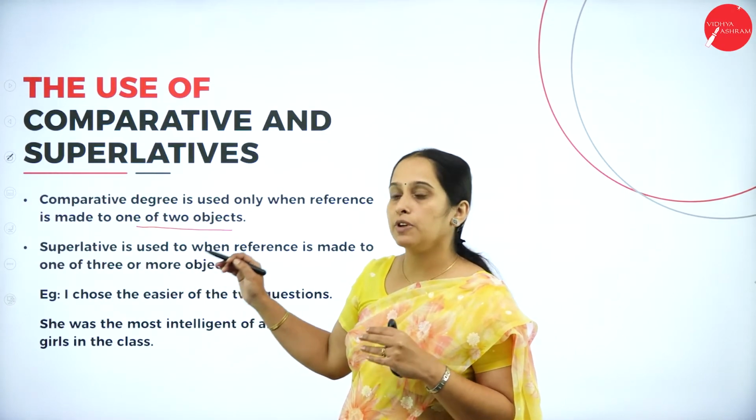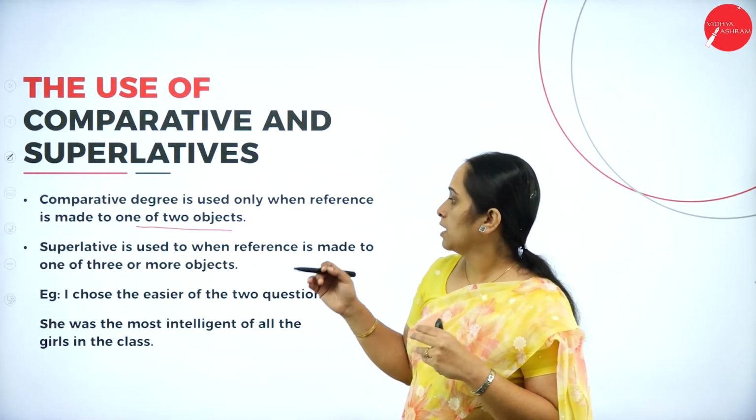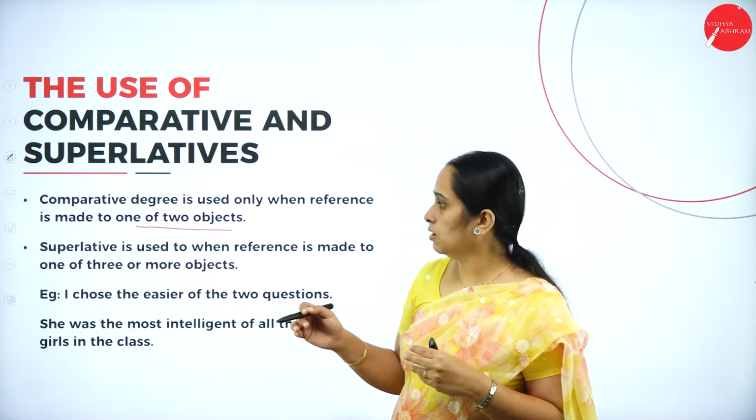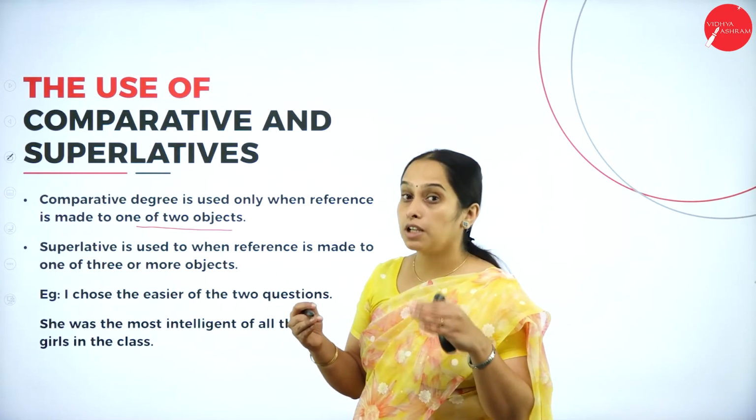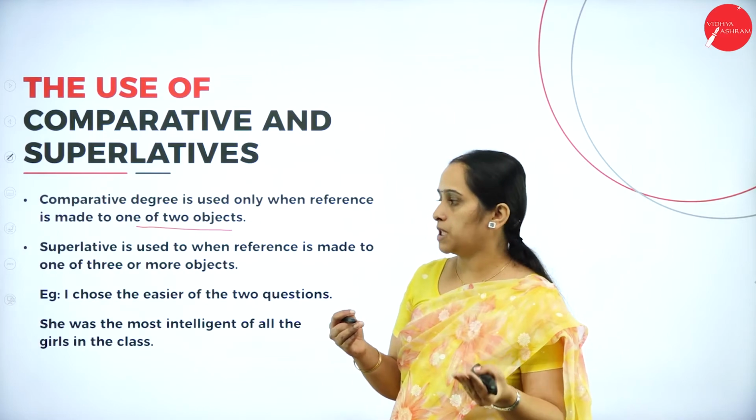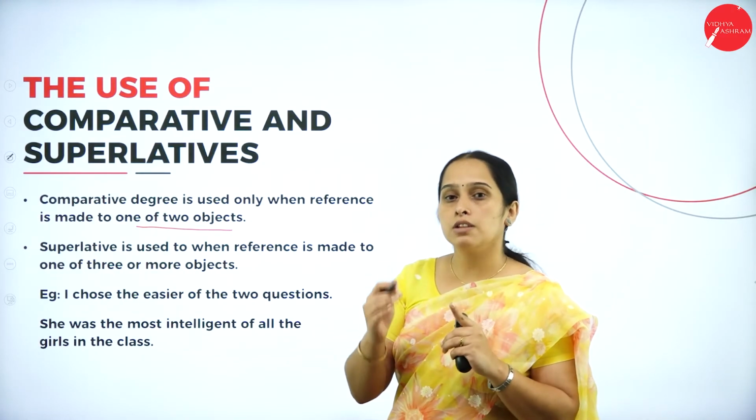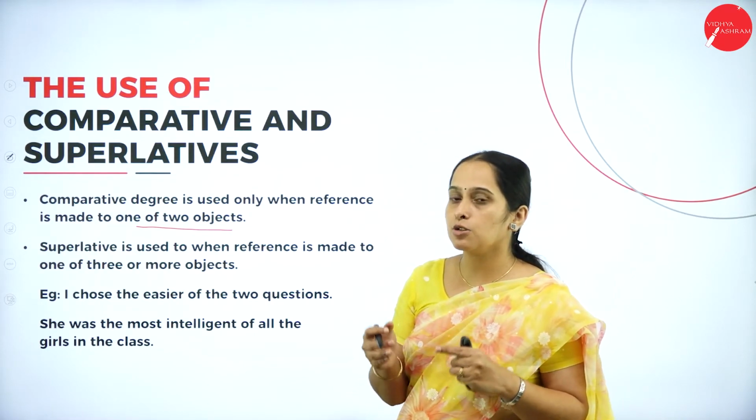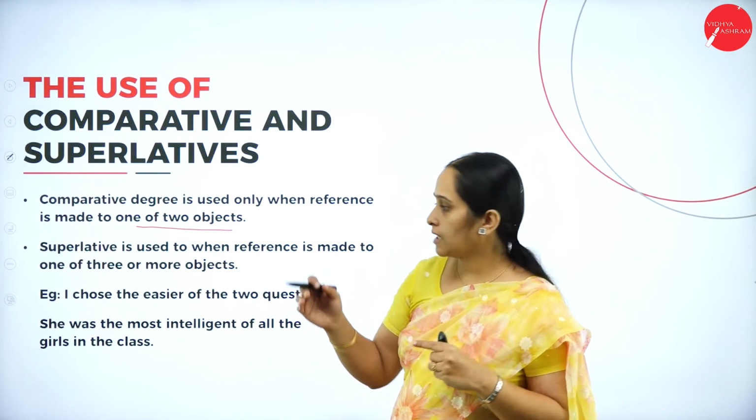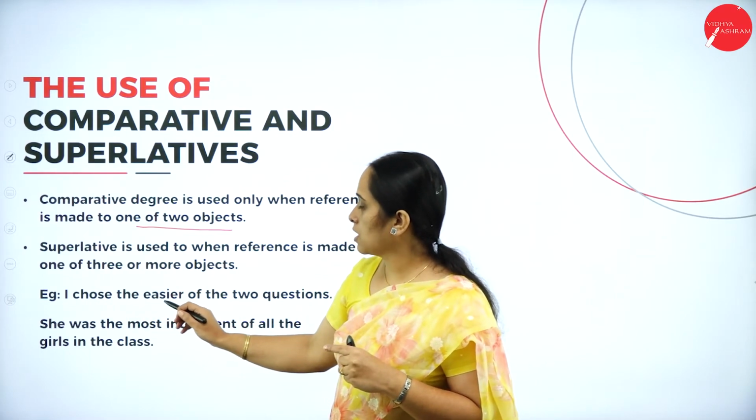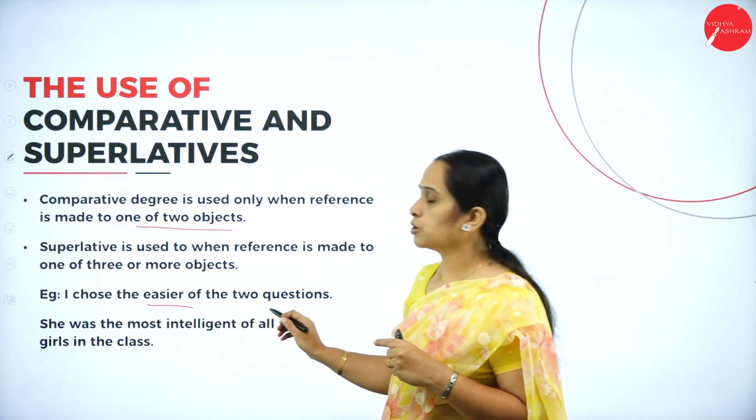Next, the superlative is used when reference is made to one of three or more objects. For example, I chose the easier of the two questions.